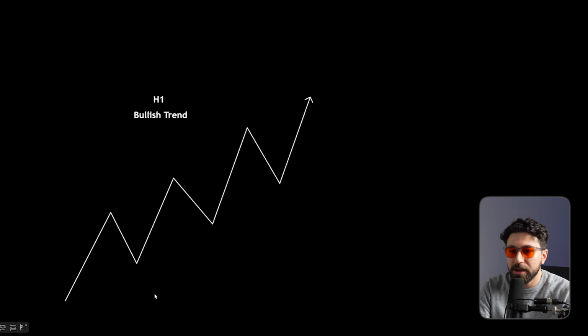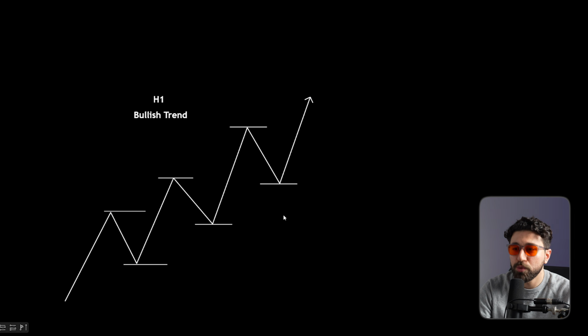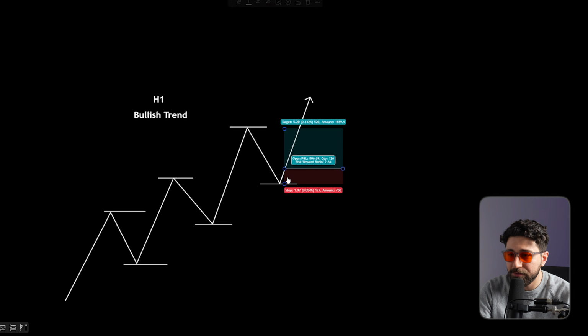Right here, I have a bullish trend for you guys. And as you can see, we are making higher highs and higher lows. This is crucial for building your bias. Why? Because when you can identify the trend, you know where to spot the manipulation candle. And right here, when we have a manipulation candle, we will enter the trade right there and target the highs.